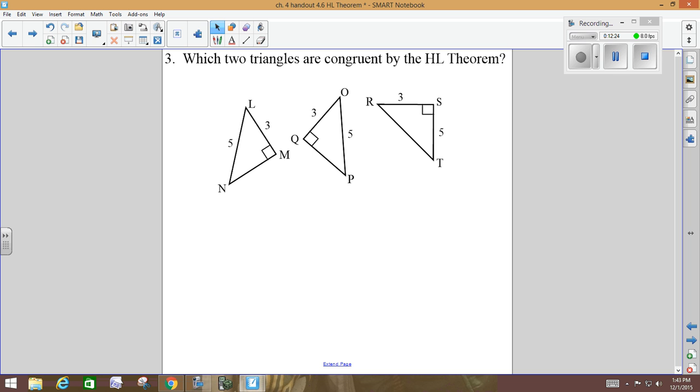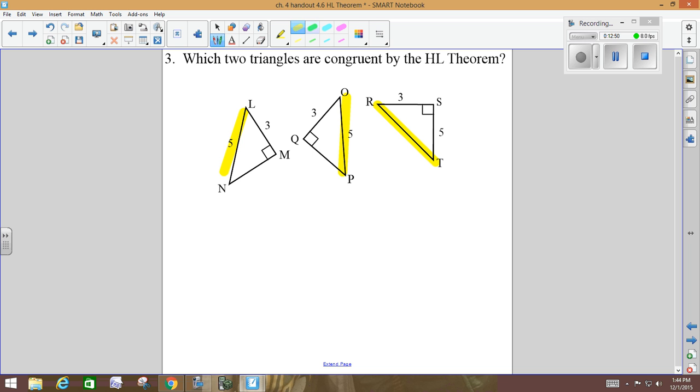So you have 3 triangles there. They're all right triangles. Do any of them have congruent hypotenuses? Which ones? The first 2. Remember, across from the right angle is the hypotenuse. So LN is a hypotenuse. OP is a hypotenuse, and so is RT. When I highlight them, you can see that these both are 5, so they have congruent hypotenuses.